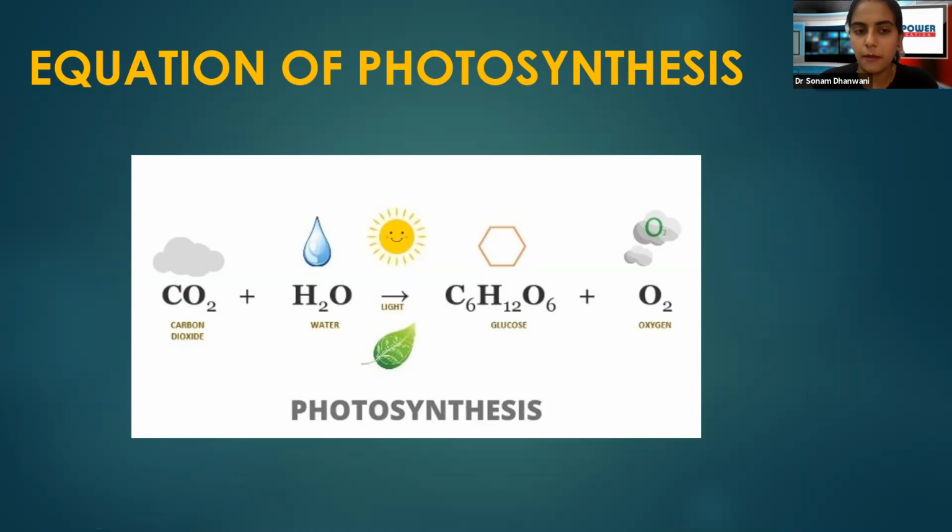ठीक है? C6H12O6 is the molecular formula for glucose. Okay, so carbon dioxide plus water in the presence of sunlight and chlorophyll gives out glucose, which is a form of sugar and releases oxygen in the air. That is it about the equation of photosynthesis. This is really very important. Okay, so just know this.